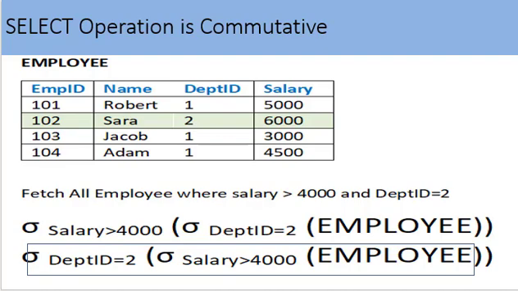However, I have written a second equation which produces the same result as the first one. The inner select operation selects rows from employee table where salary is greater than 4000. The resultant relation is provided to the outer sigma or select operation. The outer sigma or select operation gets all rows where department ID is equal to 2. Both of these equations produce the same result.